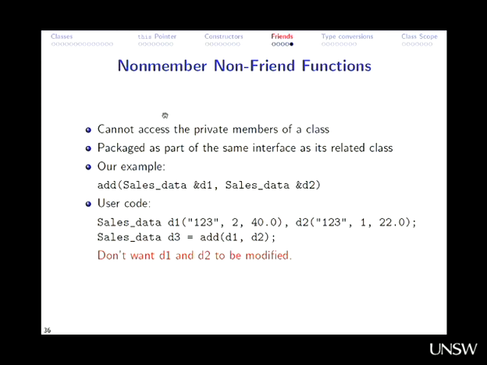And so what we might want is sales data D1, sales data D2, so these two things. Call this add on D1, D2, and produce a third, D3, at this point. Because we don't want D1 and D2 to be modified. This add, you might also want to put the word const in front of that, like I've done in my example. Specify you do not want to modify these things.